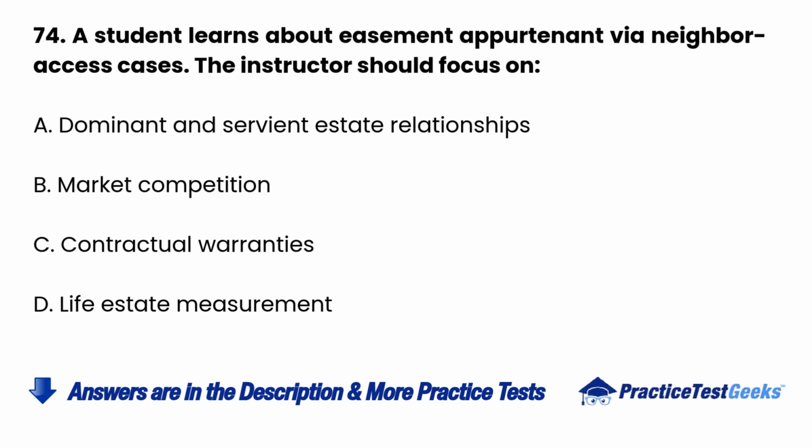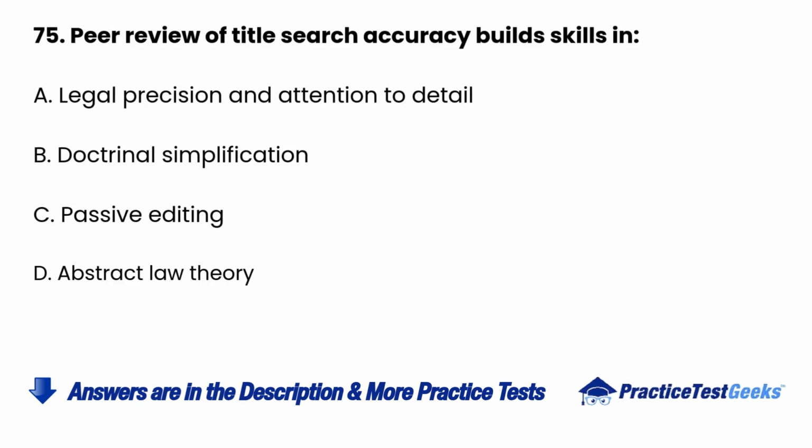The instructor should focus on A. Dominant and servient estate relationships. B. Market competition. C. Contractual warranties. D. Life estate measurement. 75. Peer review of title search accuracy builds skills in A. Legal precision and attention to detail. B. Doctrinal simplification. C. Passive editing. D. Abstract law theory.